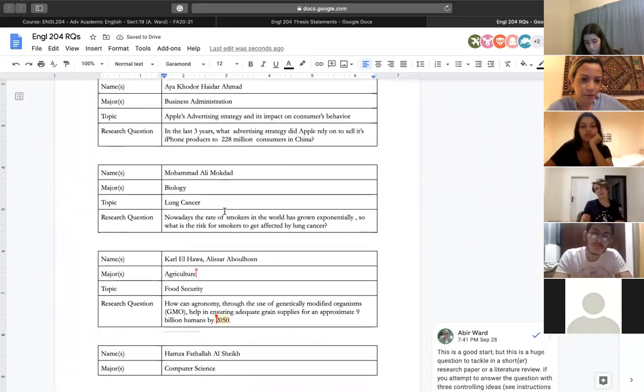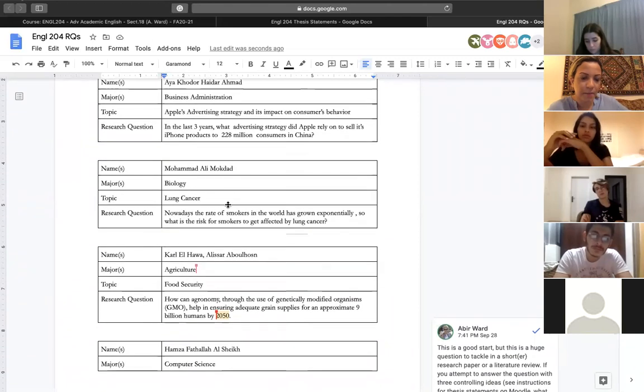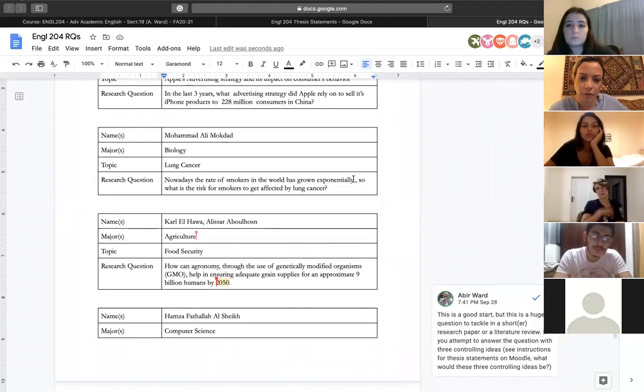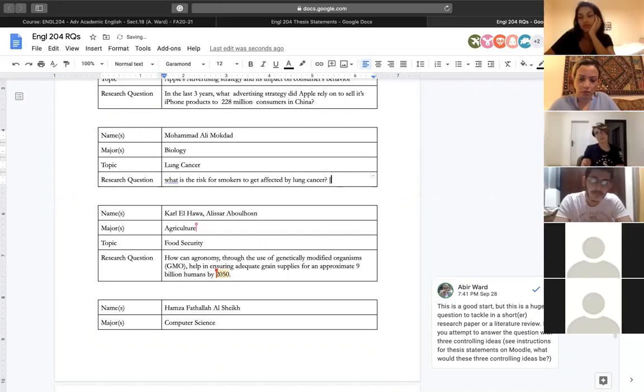You said we're gonna work with Rawan and Muhammad. Nowadays, the rate of smokers in the world has grown exponentially. We know that. We don't need an introduction. What is the risk for smokers to get affected by lung cancer? Definitely no, because it doesn't specify group, it doesn't specify place, it doesn't specify anything, and it is such a redundant question, medical question. I don't know.